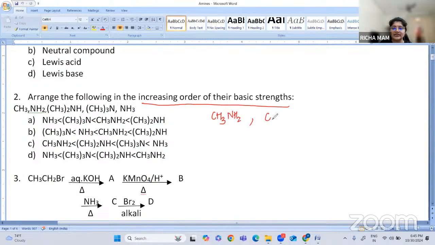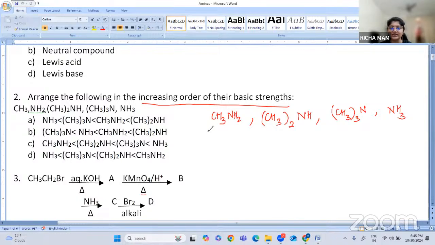Then dimethylamine. Then trimethylamine, (CH3)3N, and ammonia. So these are the four compounds. You have to arrange them in their increasing order.